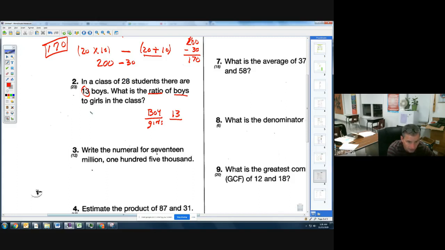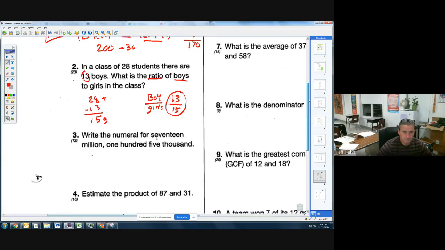Well, if you have 28 total and you have 13 boys, if you do the subtracting of the boys from the total, you will get the girls. So there should be 15 girls. So I end up with my 15 down here. Please be careful. If this can be reduced, it needs to be reduced, but fortunately for us, no reducing required because 13 is a prime number. You can't divide it by anything. So there you go.